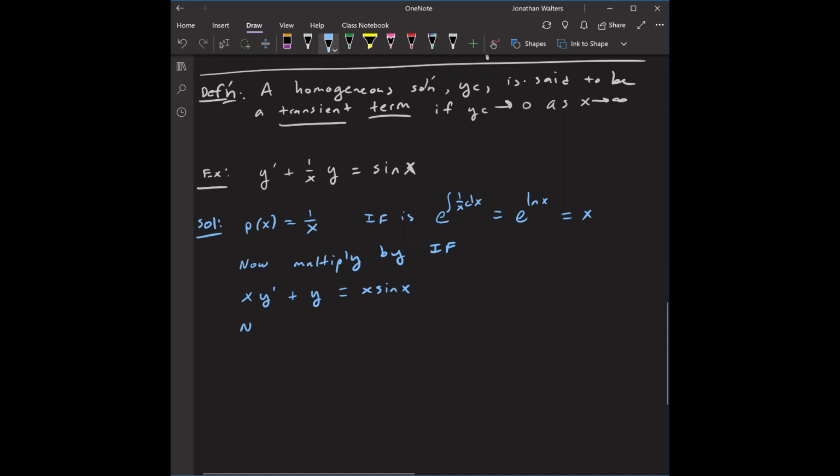Okay, and now undo the product rule. So that's going to be d by dx of x times y equals x sine x. Again, just verify that if you take this product rule, you go back to what you had before. D by dx, you get y prime times x plus 1 times y. And that's what we have. It's always integrating factor times the dependent variable to undo the product rule there.